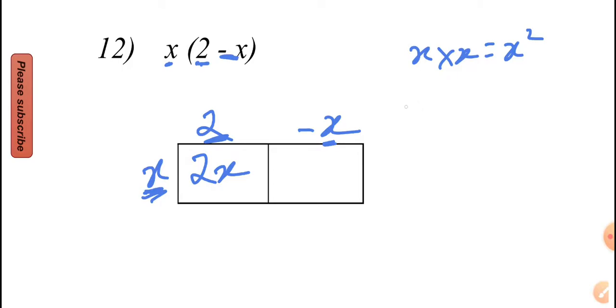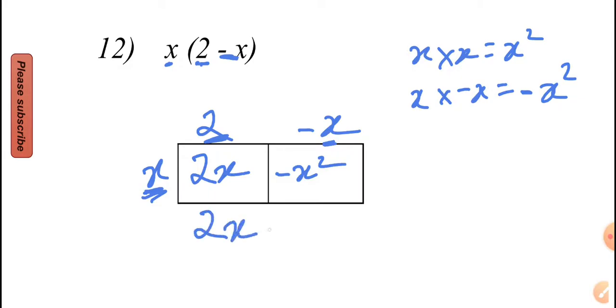Now because there's a negative number involved, so x times negative x, the answer would just be x squared but with a negative here like that. So this bit here is minus x squared. So the final answer is 2x minus x squared.